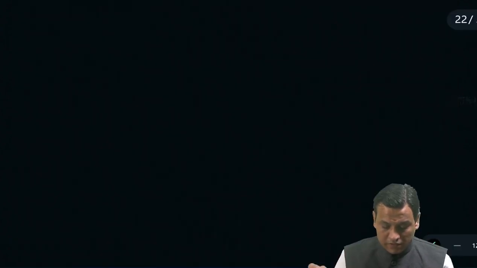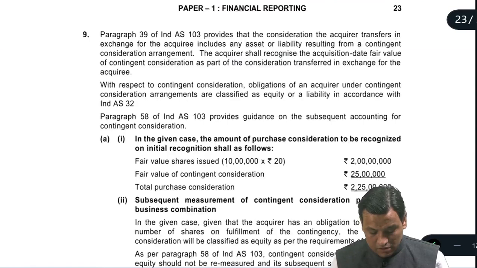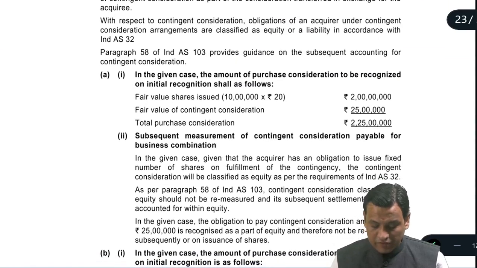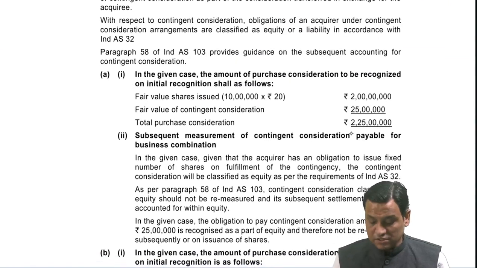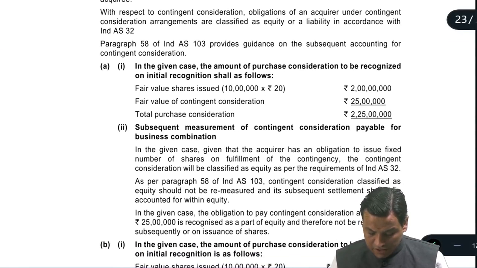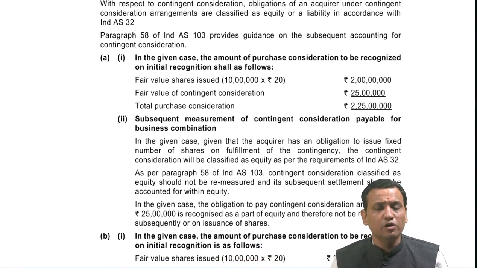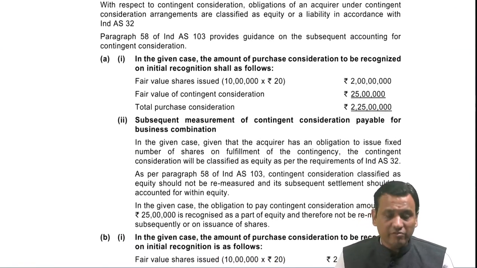Okay. If you want, you can just have a glance over the point. Fair value of the shares, fair value of contingent consideration. So, 25 lakhs. And of course, contingent consideration will not be remeasured. Why will I not remeasure it? Because it is fixed to fix.